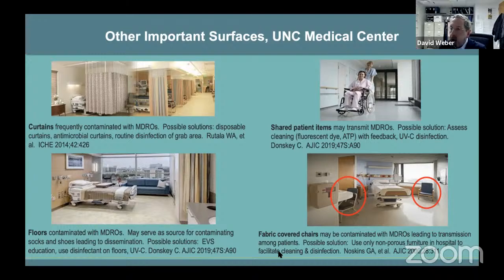Other important things are curtains, particularly the grab areas. We've studied that they do become contaminated. You can use a spray that's safe, like hydrogen peroxide. You can use disposable curtains and change them between patients, or you can take them down and launder them, but that's not very practical. We just spray the grab area. It's the part you grab on the curtains there.